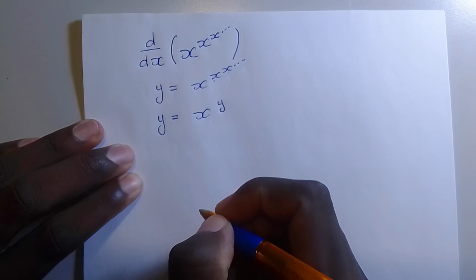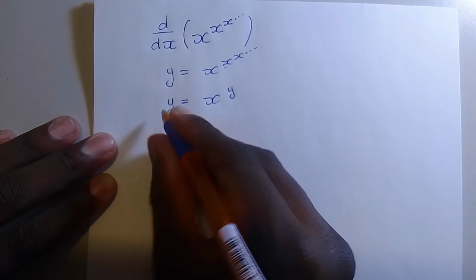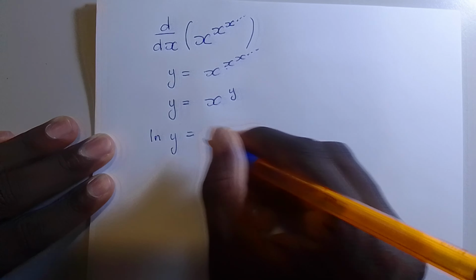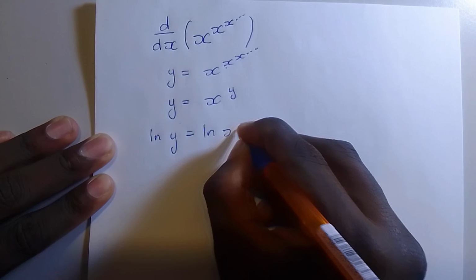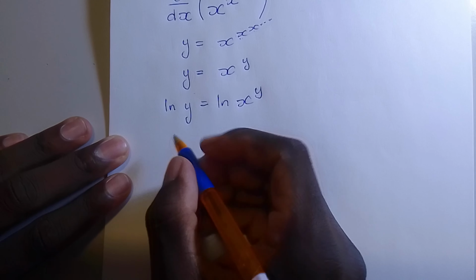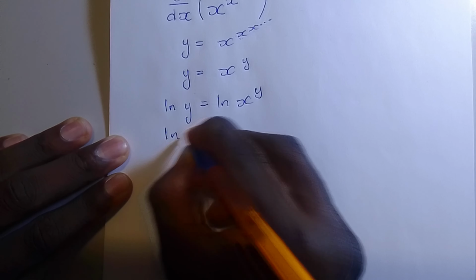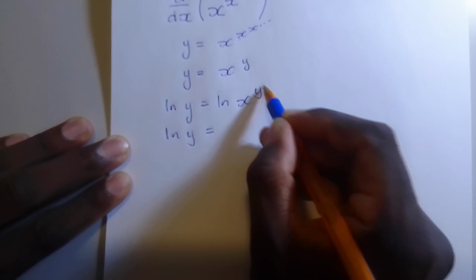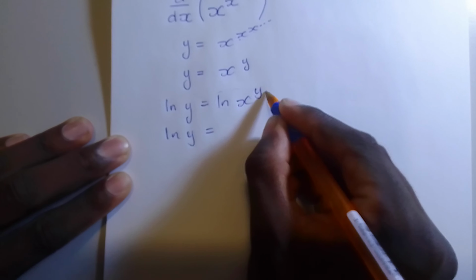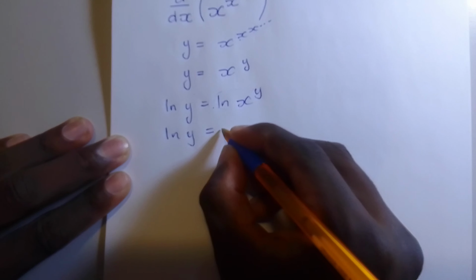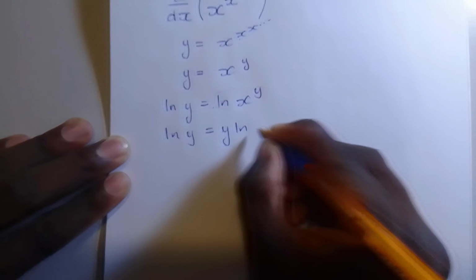Now we have this. So what we are going to do here is apply the natural logarithm. We're going to say ln y is equal to ln x to the power of y. I applied the natural logarithm to both sides. Now we have ln y is equal to, we apply the laws of logarithms, which say that you can take this exponent and make it the coefficient of the natural log. So I'm going to have y ln x.